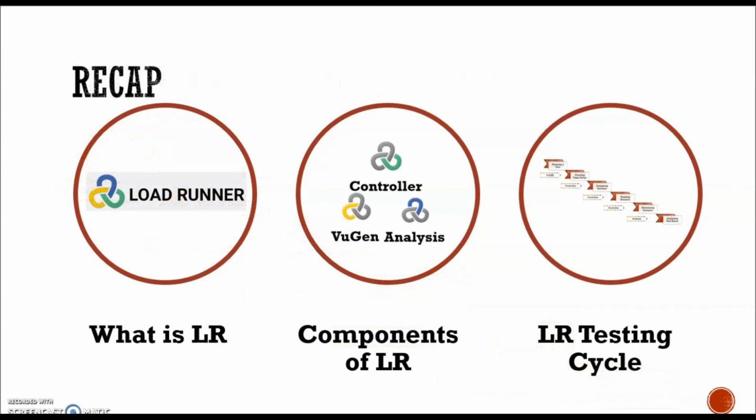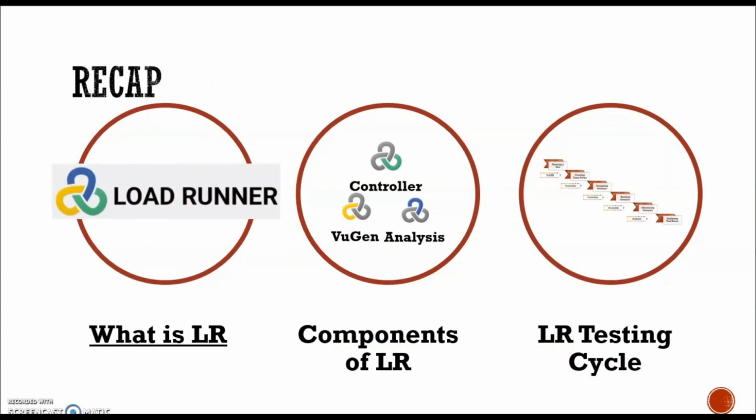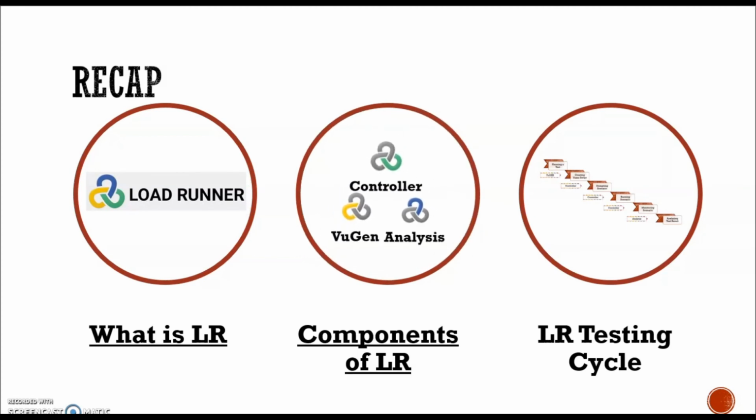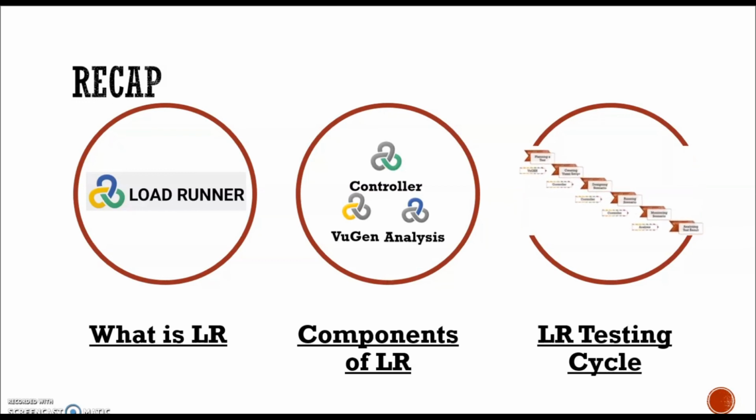Let's have a quick recap. First, we saw what is LoadRunner. Basically, it's an HP tool which is extensively used for performance testing. Then we saw what are the components of LoadRunner. The three components are VuGen, controller, and Analysis. VuGen is used for scripting, the controller is used for designing and execution, and Analysis is used for analyzing the final result. Finally, we saw the LR testing cycle, which starts with planning a test and ends with analyzing the final result.